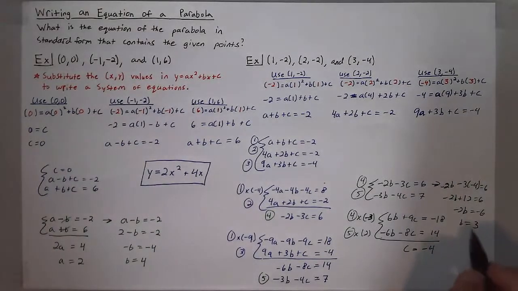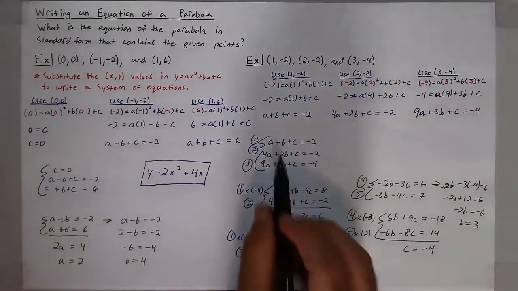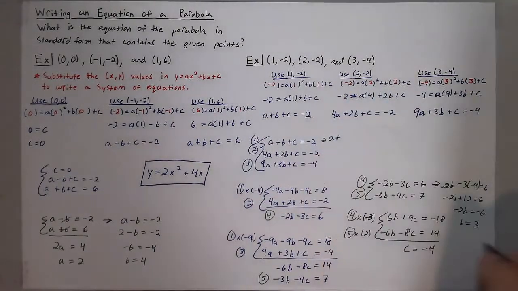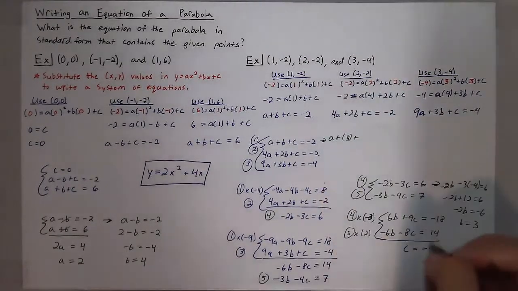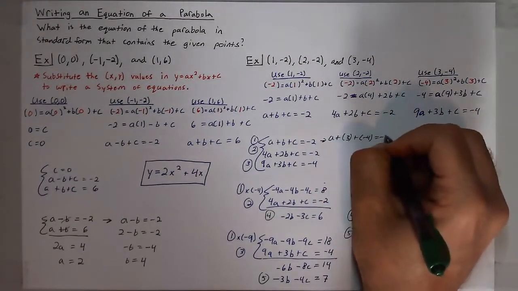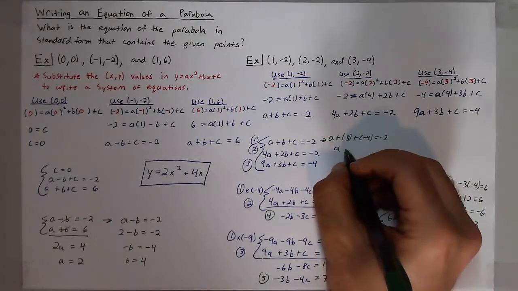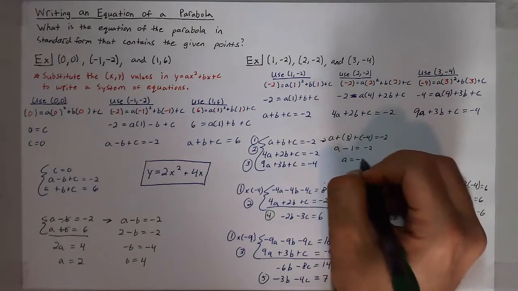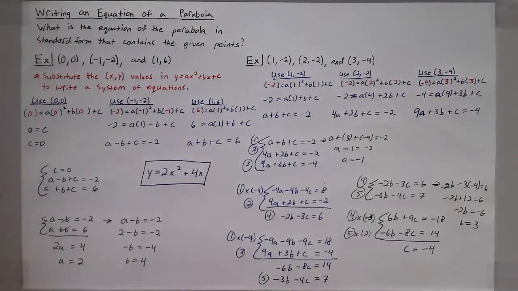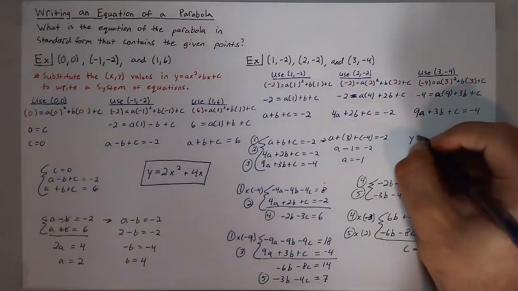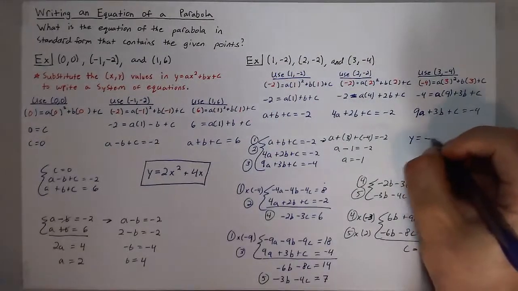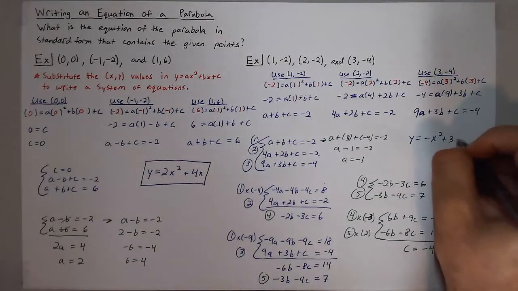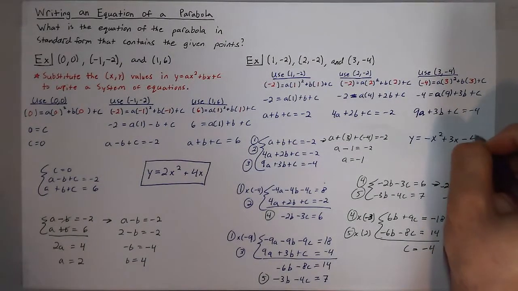And then I can use b and c to find a, which I'll do using that first equation up there. A plus 3 plus -4 equals -2. So a minus 1 equals -2. So a is equal to -1. Giving me the standard form equation, -x² for the a, plus bx, so plus 3x, then plus c, which would be -4.